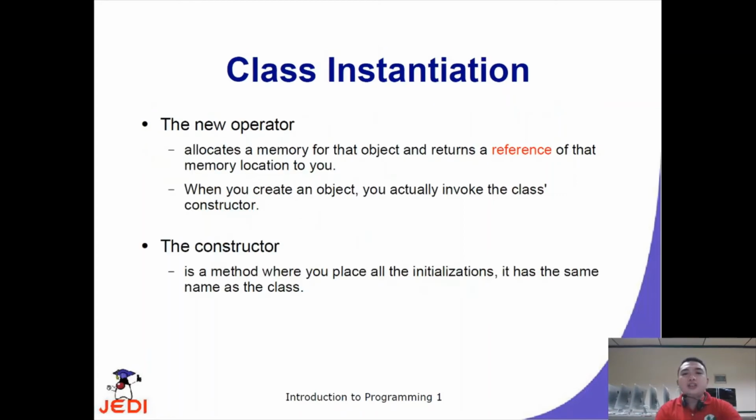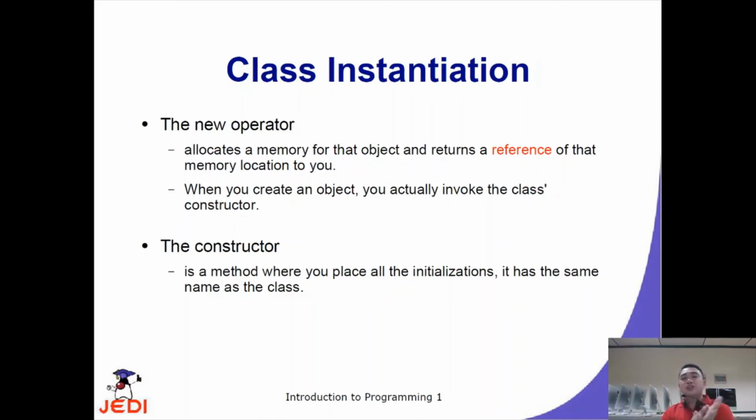Let's continue. The new operator, as I said, will allocate memory to the object and return a reference to that memory location. You don't need to really understand the memory allocation. What we need to understand is that the new operator is used to instantiate objects of a given class. The constructor is a method where you place all the initializations. It has the same name as the class.